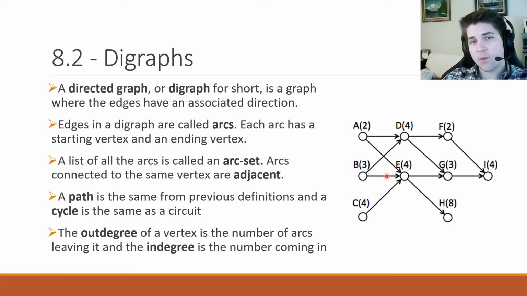A path is formulated from a set of adjacent arcs. So like B to E, E to G, G to I would be one example of a path. Arcs that are connected to the same vertex are called adjacent. So EG and GI are adjacent arcs.